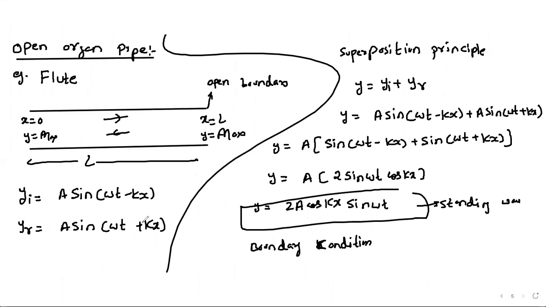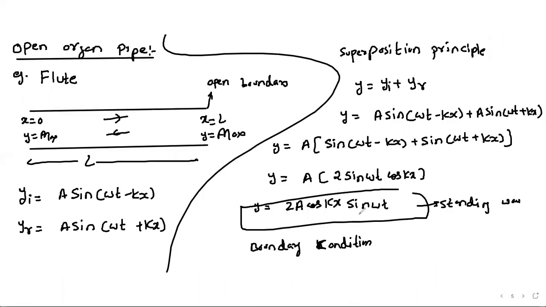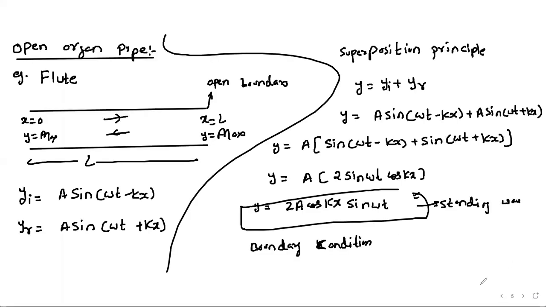That's why no negative sign here, no plus pi here. Okay. No plus pi here. Next, what we can do is we can solve this equation. Y is 2a sine kx cos omega t. We will solve this equation using this boundary condition.